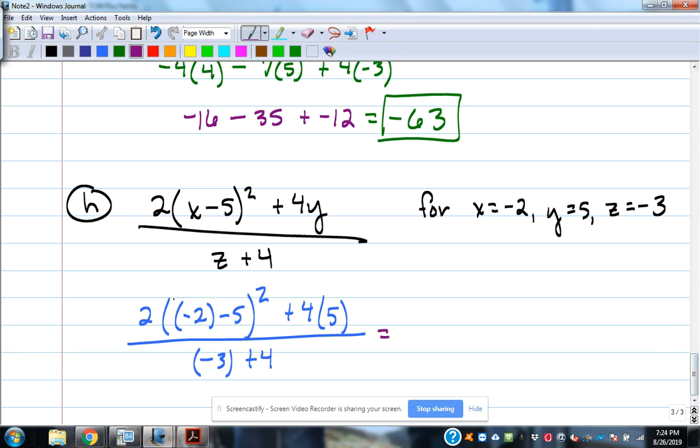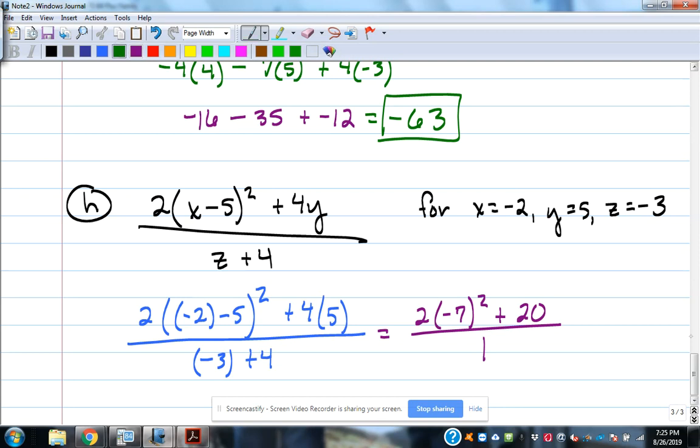So as I work that out, -2 minus 5 would be what? -7. So we have -7 squared. And I'm going to go ahead and multiply 4 times 5 because it's not going to be affected by that. And I'm going to go ahead and add -3 and 4. So I'm just doing a few steps at once here that I know are not going to be affected by other steps. When I square -7, what do I get?